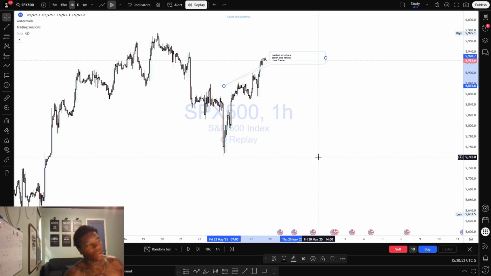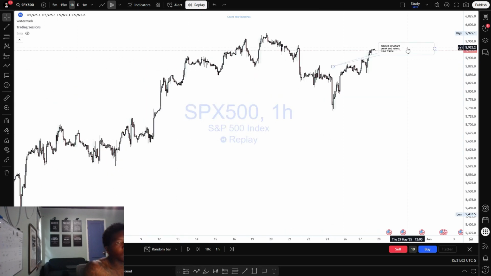Especially using like a 1 hour, you can expect a move to be a large move, for instance, like this. And it's just using those things I had mentioned here: market structure. We see price is bullish, price is bullish. We have break and retest. You see here, there was a price break, and price came back to retest.